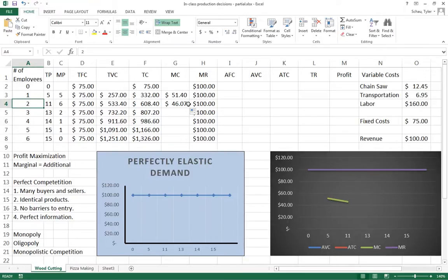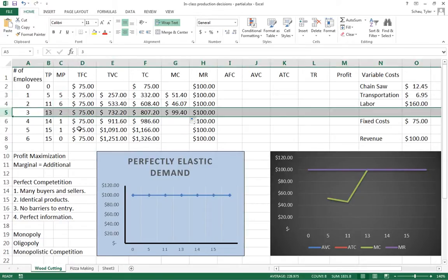Okay. Notice though here we had the 3rd employee. We're running out of things for him to specialize in. Okay. And so we decreased, and now we're starting to increase, and that's because we're seeing diminishing marginal returns set in at the 3rd employee, or a level of 3 employees.